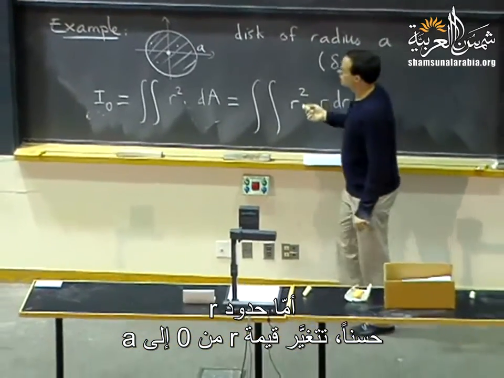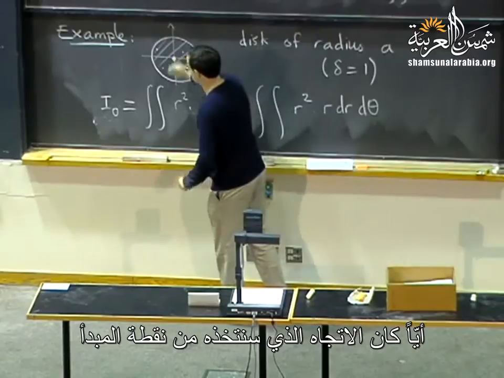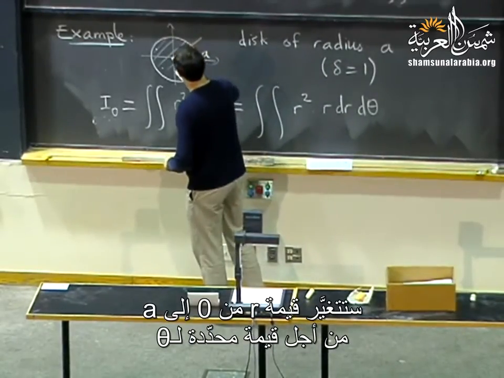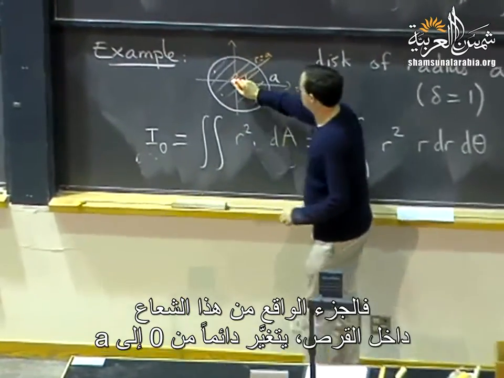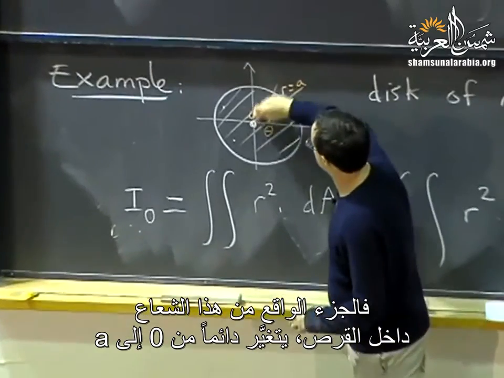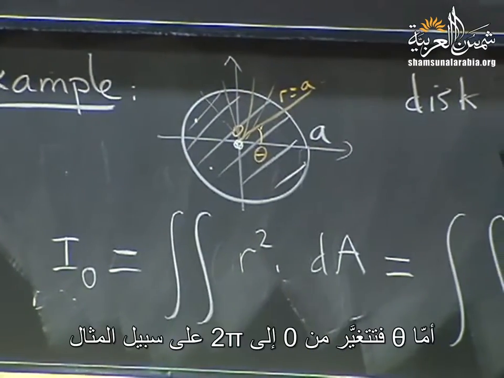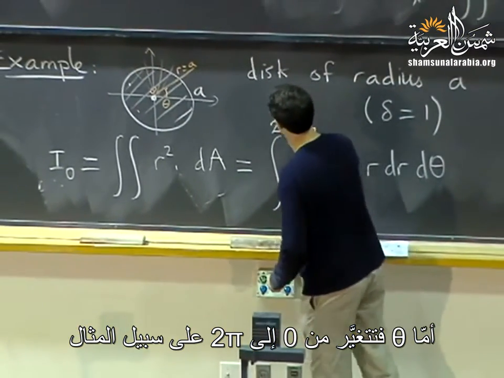And the bounds for r, well, r will go from 0 to a, no matter in which direction I go from the origin. If I fix theta, r goes from 0 to r equals a. The part of this ray that lives inside the disk is always from 0 to a. And theta goes from, well, 0 to 2 pi, for example.